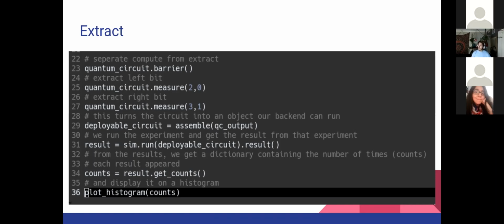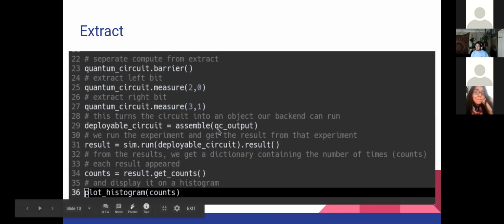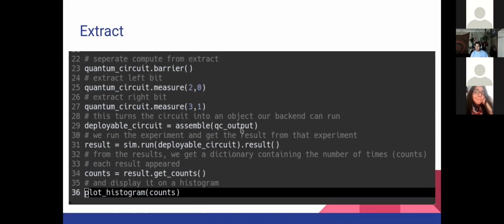And we simply say assemble QC output. This should not say QC output. This should say quantum underscore circuit. And the method is simply taking in that circuit and compiling it into something that can actually be deployed. And so then we say result is equal to sim, that simulator, which is our quantum assembly backend, sim.run this circuit, and then we store the result.